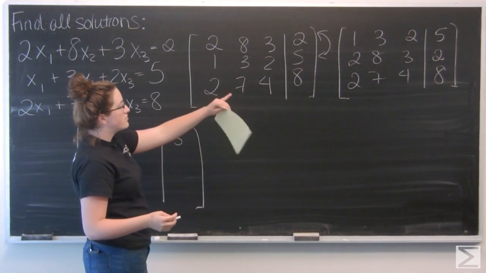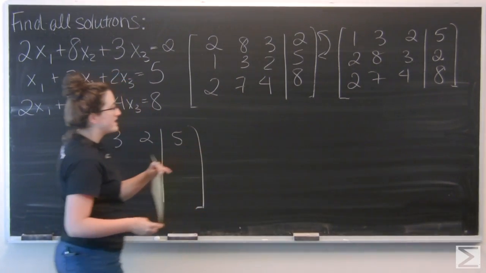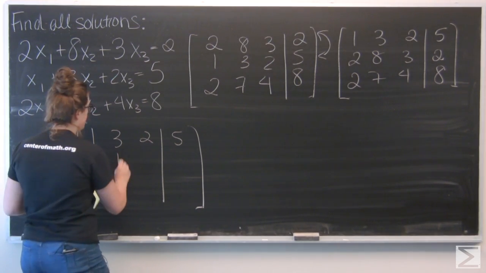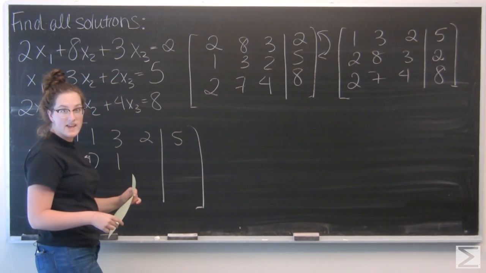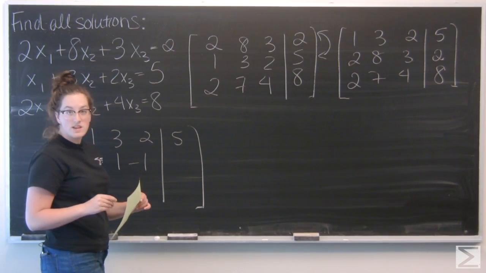And I have 2 minus 2 is going to give me 0. And then 8 minus 7 gives me 1. 3 minus 4 is going to be negative 1. And 2 minus 8 is going to give me negative 6.